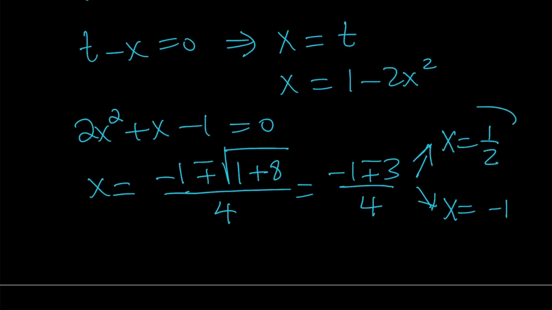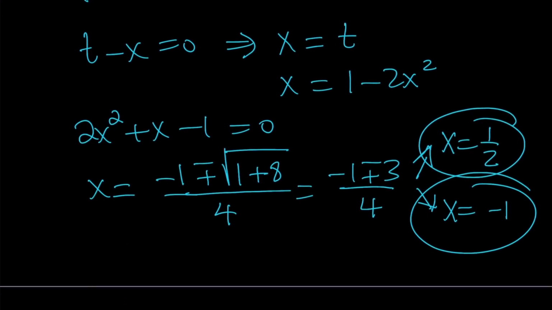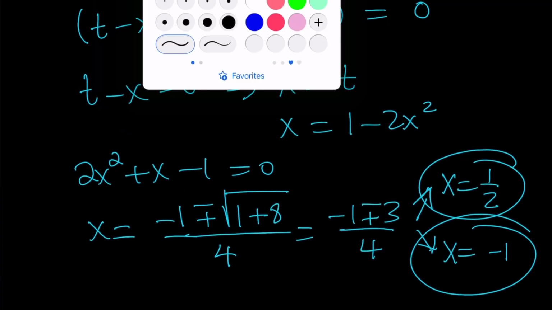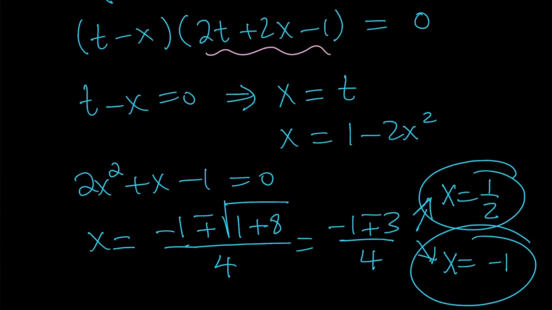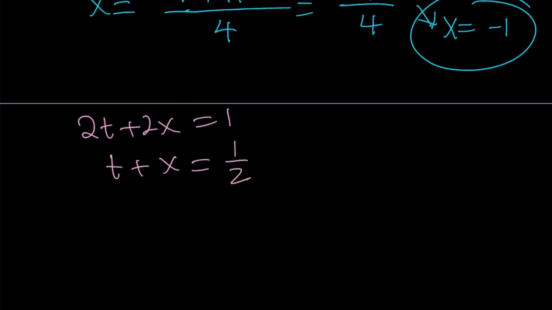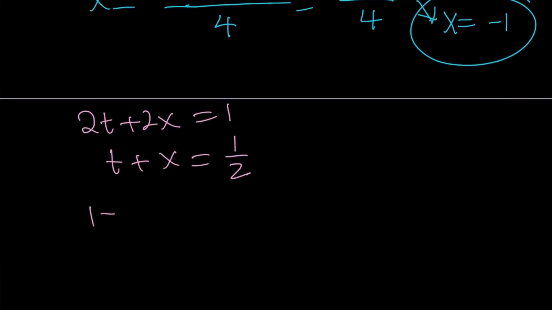So I get two solutions as before, and I've gotten those before. Remember, we started off with negative 1, and then 1/2 came up later. So we got those two solutions. And now let's go ahead and take a look at the other factor. The other factor is this one, and I can write it as 2t plus 2x equals 1, which means t plus x equals 1/2. Now let's replace t with this, 1 minus 2x squared.